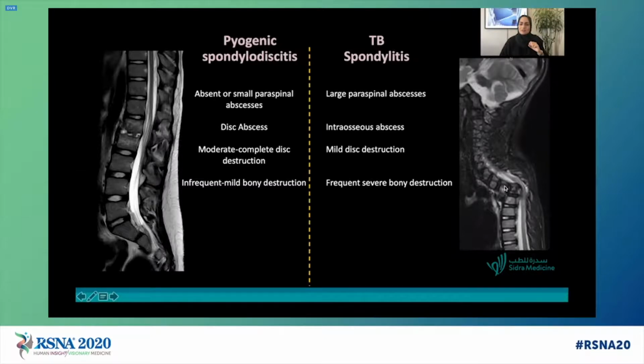You see in this one, it involves 1, 2, 3, 4 vertebral bodies. In pyogenic spondylodiscitis, it's usually 1 or 2 vertebral levels involved, whereas it is multiple vertebral level involvement in TB. Finally, pyogenic is more common within the lumbar spine, and TB is more common within the thoracic spine. And if you were to see calcification, that's a big hint of TB spondylitis.